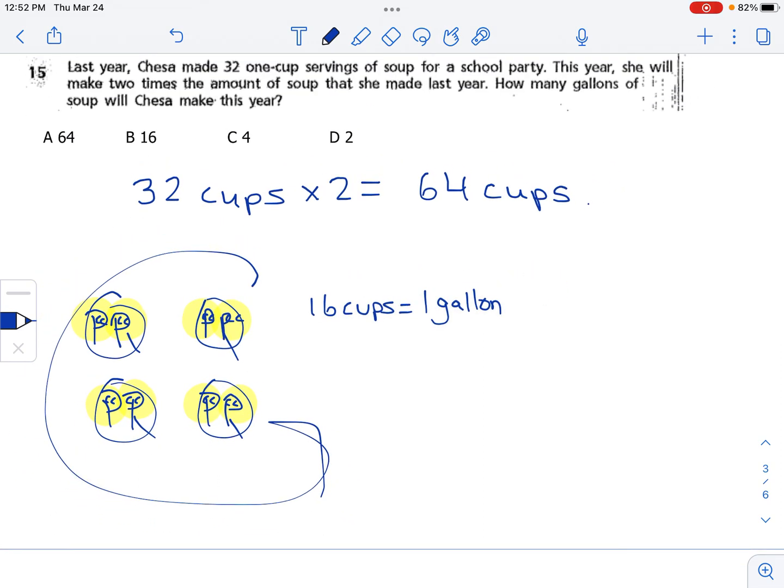All right, so we're going to divide 64 by 16, and that's going to tell us the number of gallons. 64 divided by 16 is equal to 4, so that means she's making 4 gallons of soup this year.